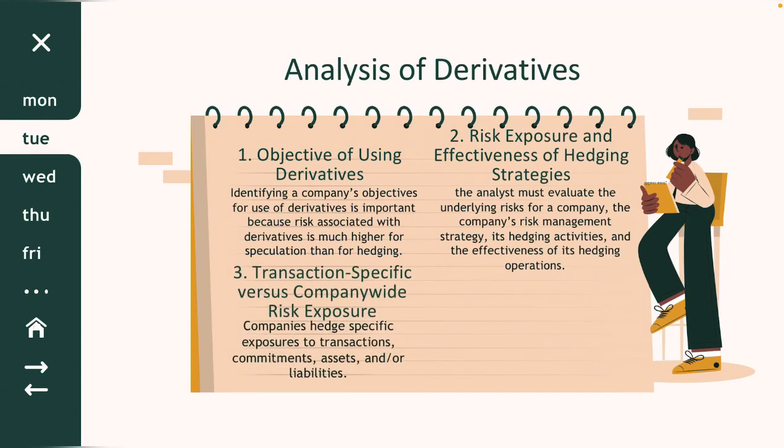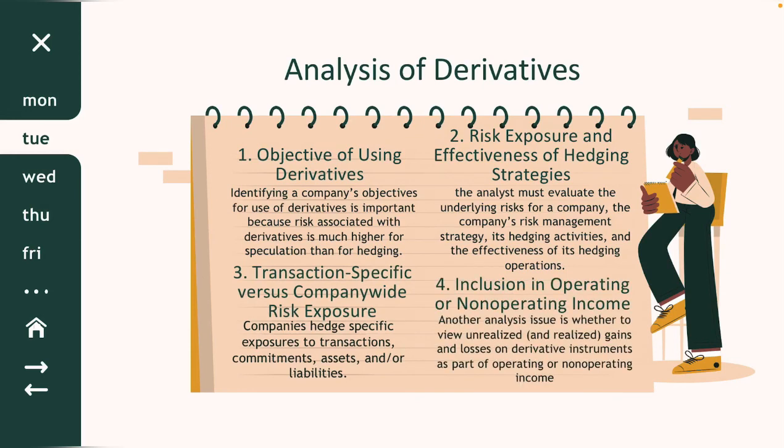The third is transaction-specific versus company-wide risk exposure. Companies hedge a specific exposure to a transaction, commitment, asset, and/or liabilities. And last is inclusion in operating or non-operating income. Another analysis issue is whether to view unrealized gains or losses on derivative instruments as a part of operating or non-operating income.